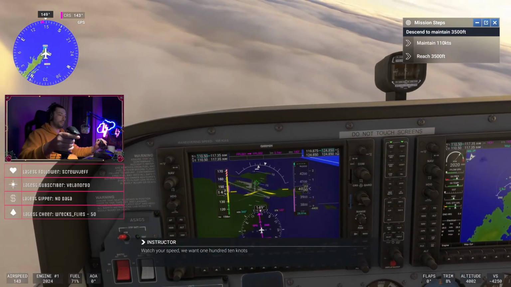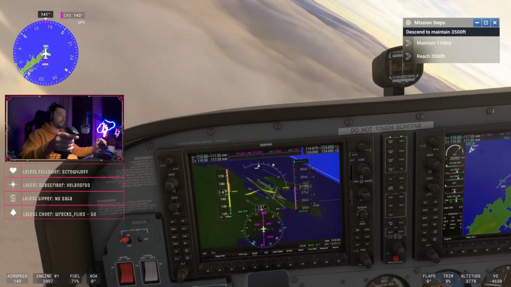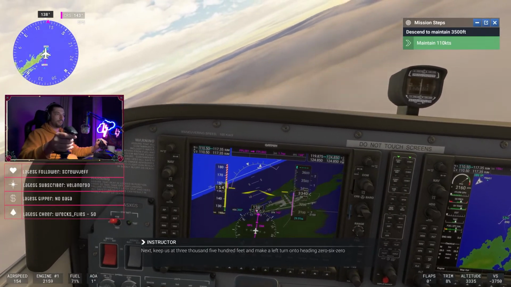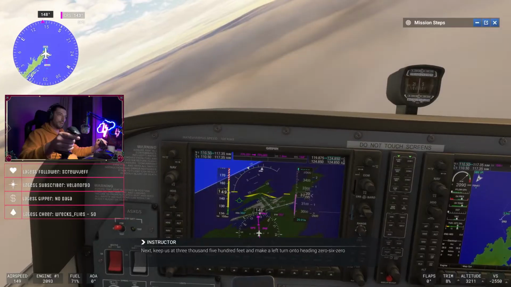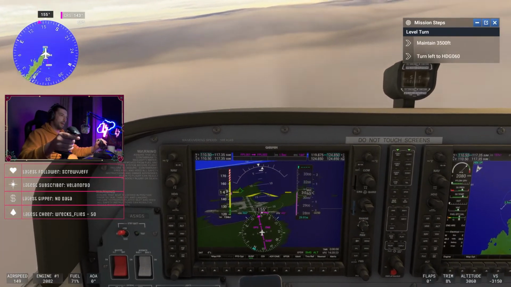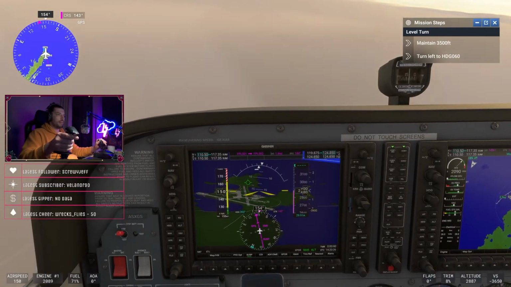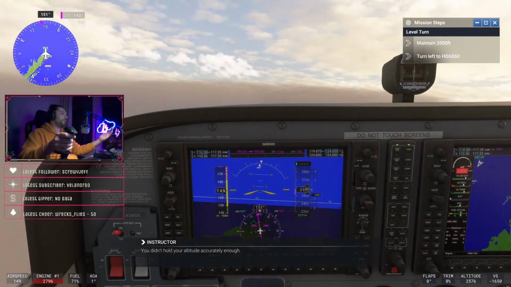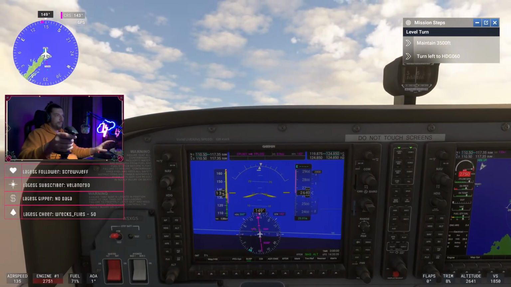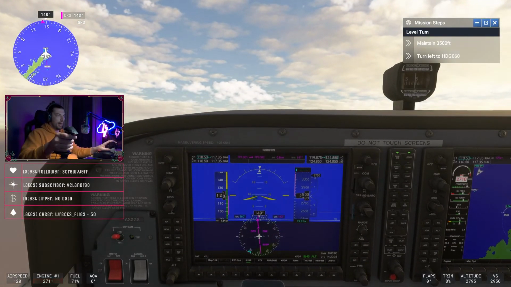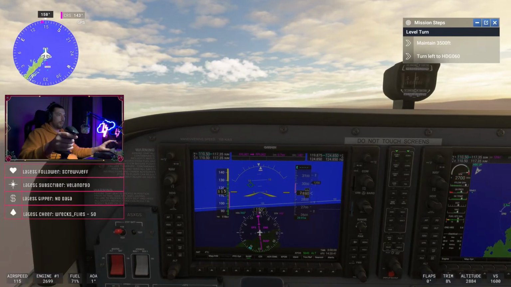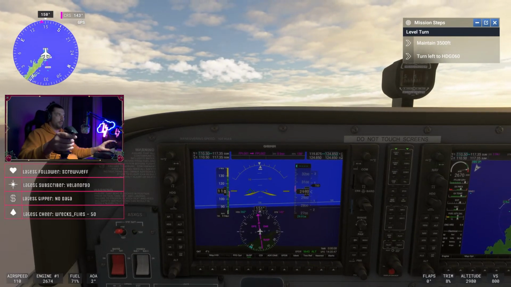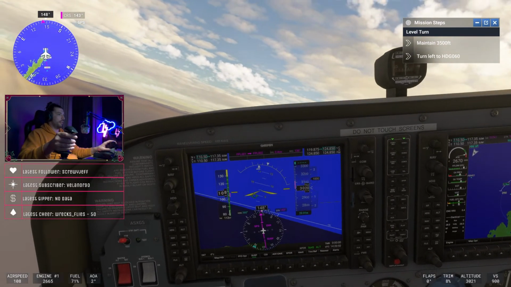Watch your speed. We want 110 knots. You need to work on your speed control. Next, keep us at 3,500 feet and make a left turn onto heading 060. I'm just getting baited by the... Keep us at 3,500 feet. What am I doing, bro? I'm not sure why I'm getting baited, actually. I'm an idiot. Turn left. Do I turn left now? Turn left to the HDG 060. Oh, whatever. I'm just going to turn left.